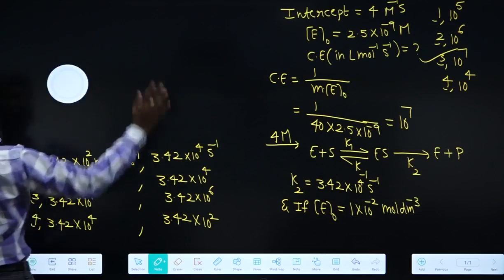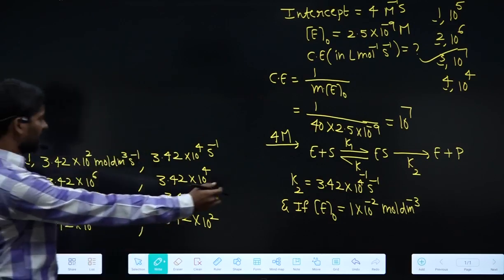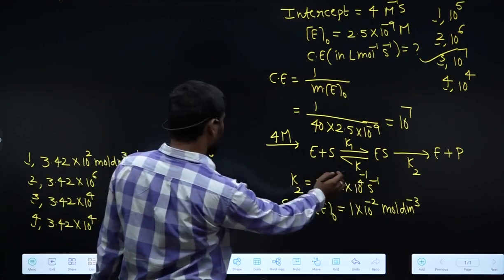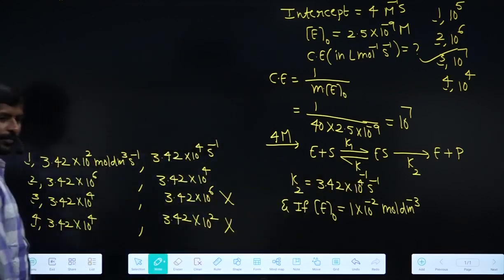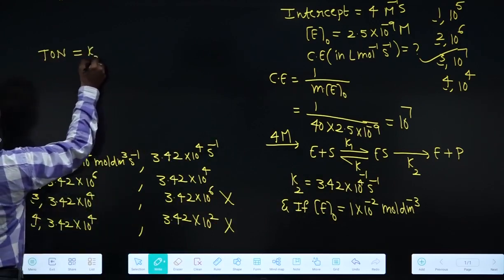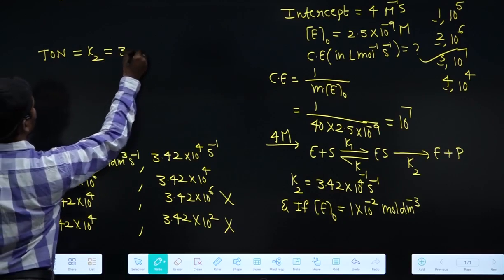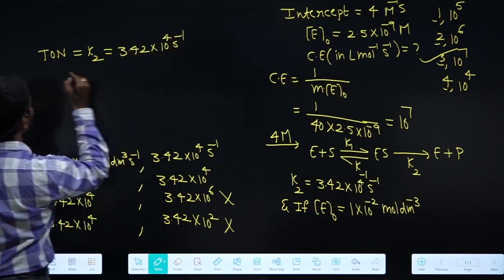Turnover number is nothing but what? K2. What is K2? 3.42 into 10 power 4. So these two are not correct. Turnover number is nothing but K2, and the K2 value is given directly: 3.42 into 10 power 4 second inverse.